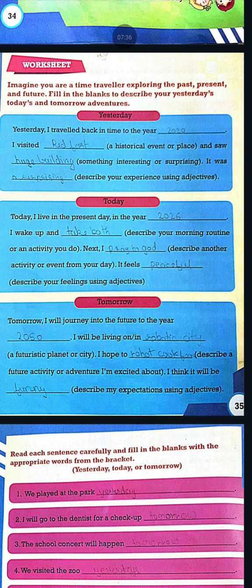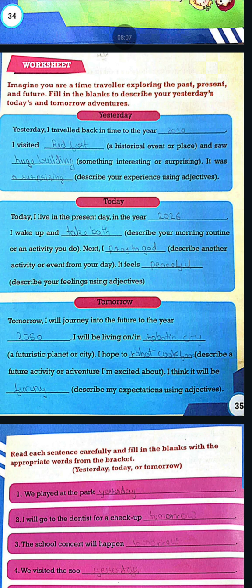So let's read one of them so you can get a clear clue about the others. Yesterday I traveled back in time to the year. So back in time. Yesterday is back, before. So you have to write a year in the past. You can't write 2026. You can write 2025 or 2010. You could also write 2020 like I've written here. I traveled to the year 2020.